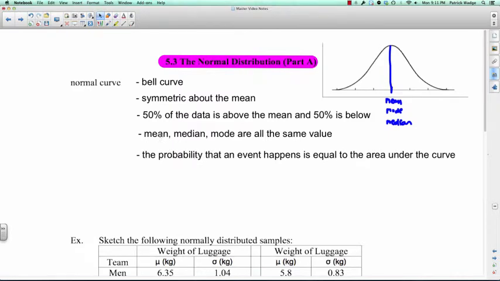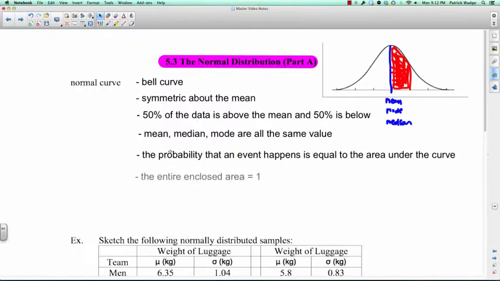For the normal curve, the probability that an event happens is equal to the area under the curve. So let's say, for example, you wanted to know how many people got between exactly the mean and up to this point here. So you wanted to know how many people got in this range right here. Well, the way you'd figure that out is you could figure out what's the area of this red shaded area here, and whatever that area is, that's the probability of someone landing in that test score range right there. Okay.